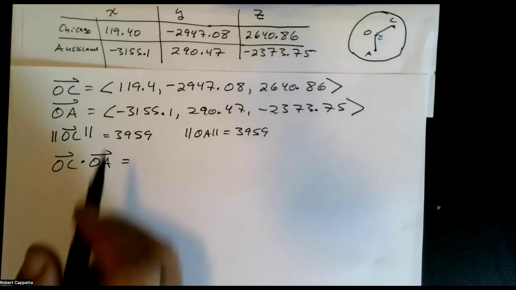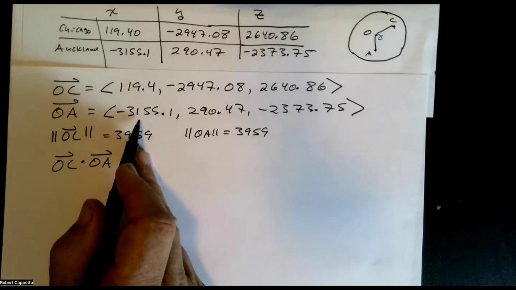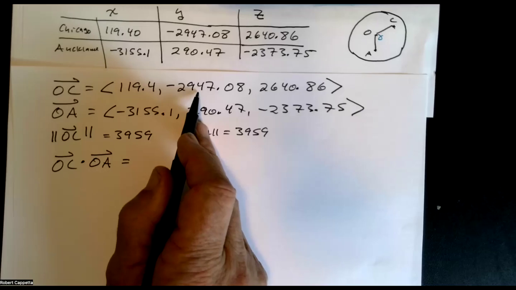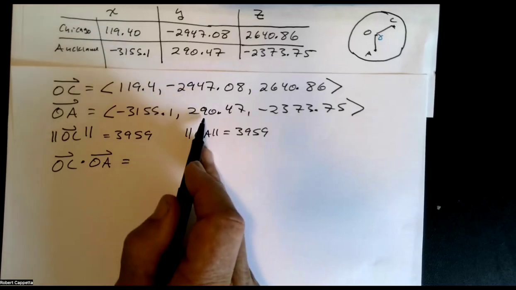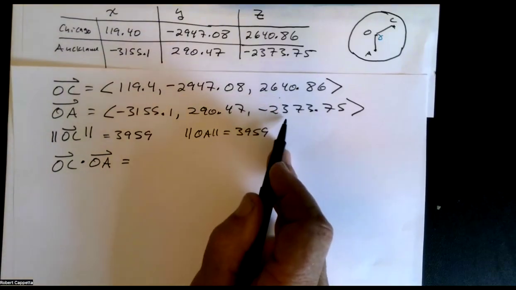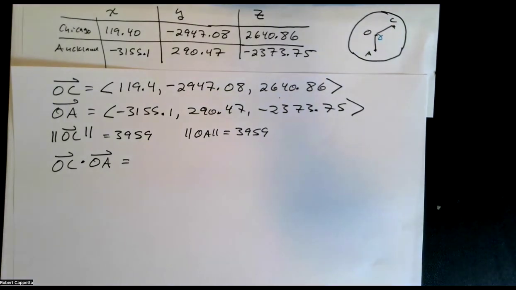So a lot of computation here. 119.4 times negative 3155.1 plus negative 2947.08 times 290.47 plus 2640.86 times negative 2373.75. What does that give me? So I get something about negative 7501499. Very large number. You may have some differing numbers at the end depending on how you round it.